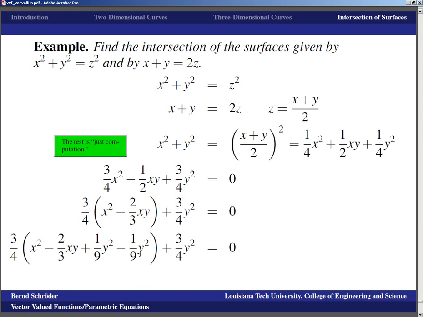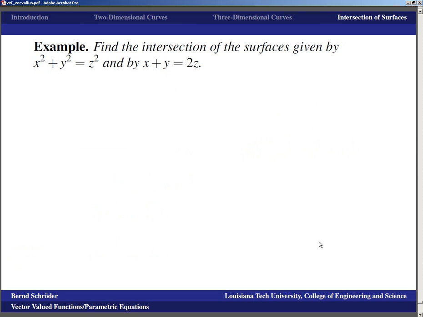I keep my 3/4, I keep the x squared, I keep the negative 2/3 xy, then I add 1/9 y squared. But I can't add 1/9 y squared on the right side because that would miss the effect of the 3/4, right? So it is better safe than sorry. You just add and subtract the same term. We certainly keep the 3/4 y squared, and then we just multiply things out.